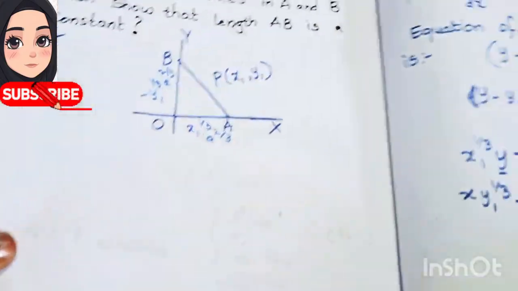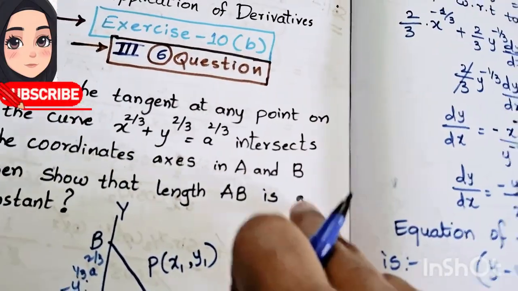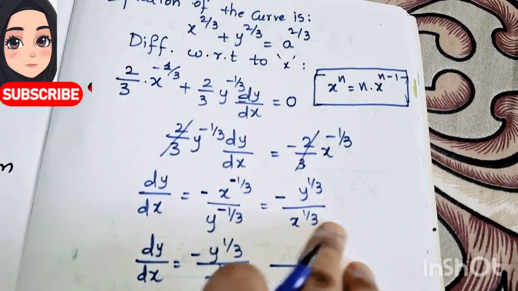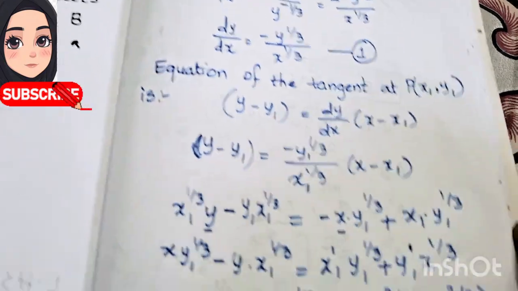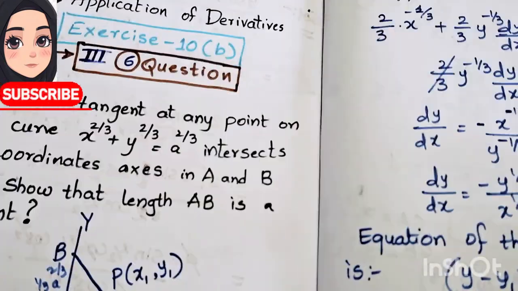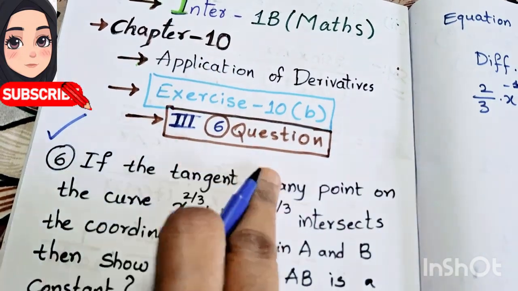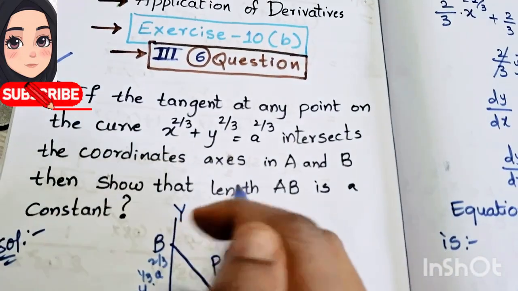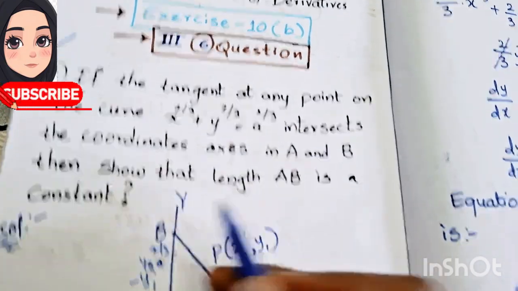This is a very important problem, so I have explained this single problem in one video so that you can understand each and every step perfectly. So watch the complete video so that you can understand this problem. Very easy to do. Repeated multiple times, children. 6th problem from 10th chapter, exercise 10b. By using this we have proved that the length of AB is a constant.